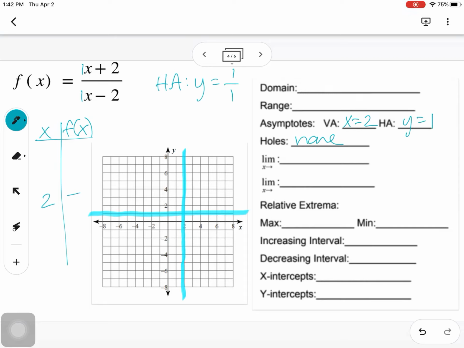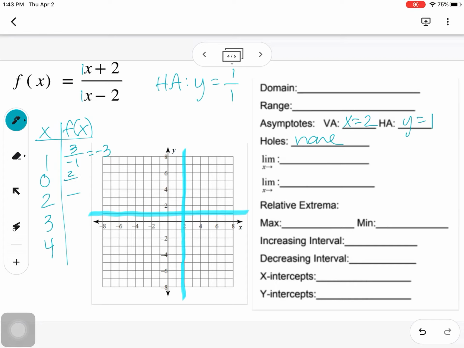I do have a vertical asymptote, so I'm going to put that in the middle, even though I can't actually plug it in, and I'm going to plug in things left and right. When your problem looks like this, you are going to plug into both the top and the bottom. So for example, for 1, I'm going to do 1 plus 2, so it's a 3 on top, over 1 minus 2, or negative 1, which gives me negative 3.